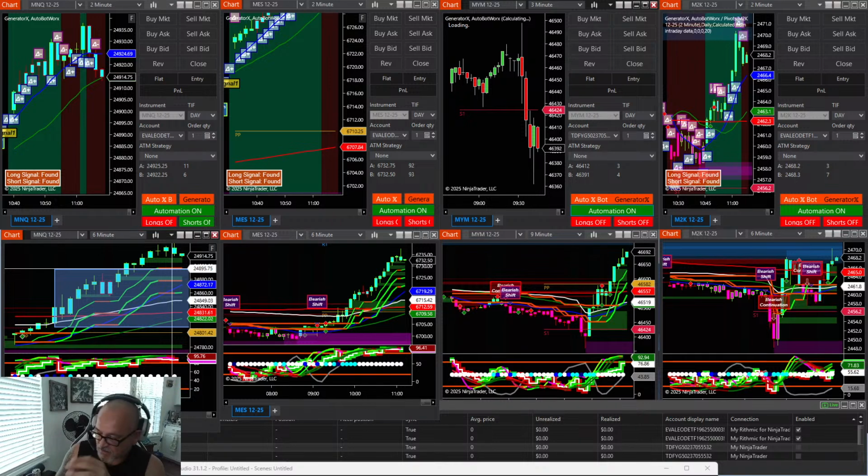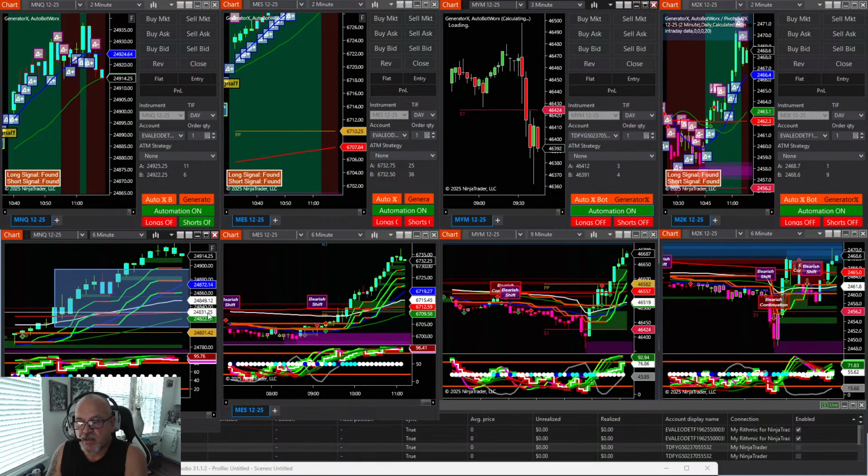So the stochastics on NQ are starting to fall off a little bit, which is good. ES is all nice and bound up here. We'd like to see it start to fall off a little bit. But NQ seems to be the leader today. So NQ falling first, ES should follow suit. We're not worried about YM or the Russell, so we already made our money on those accounts.